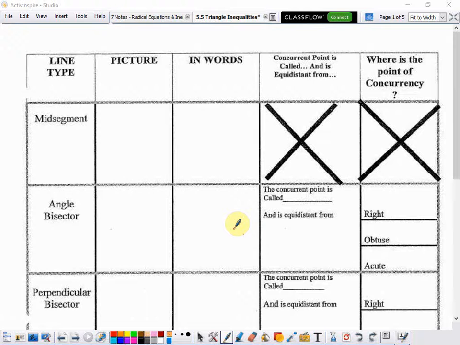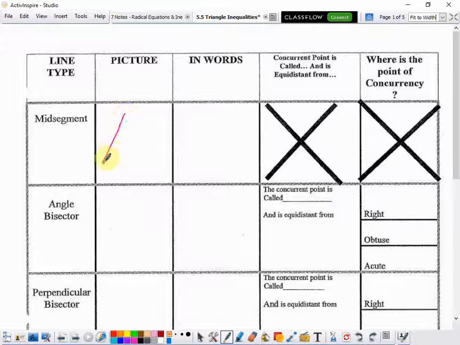Hey guys, today we're going to talk about inequalities within triangles, but before we do that, I want to go through some of this vocab again. This is all stuff that we've done throughout the unit. There's another copy of this on the back page of your notes that I want you to follow along with and fill out. I know you've already filled it out once, but I want you to do it again just to get really familiar with it.